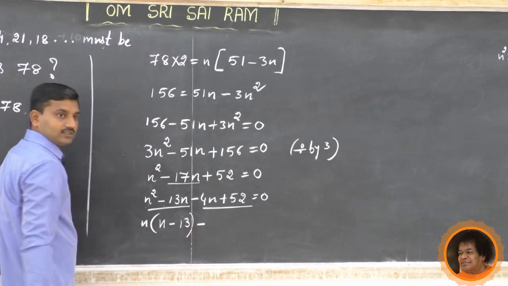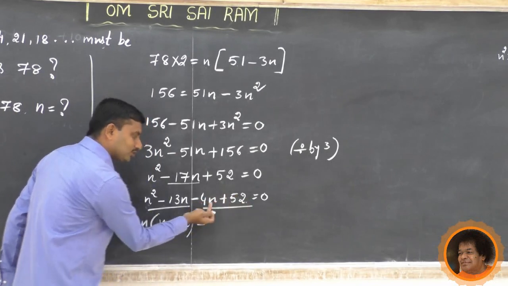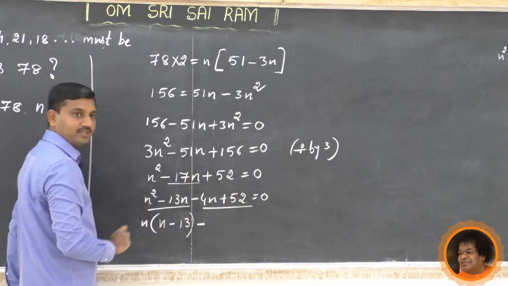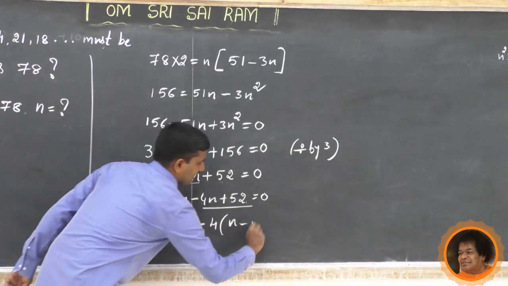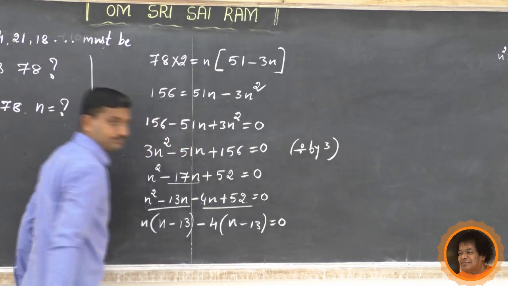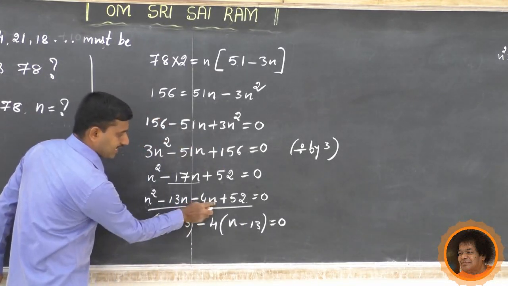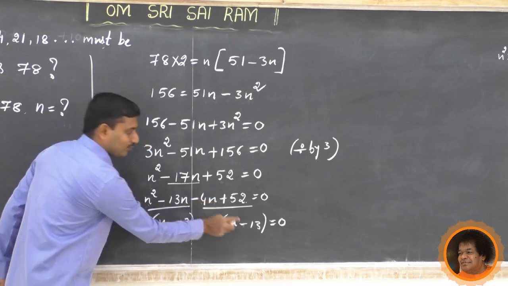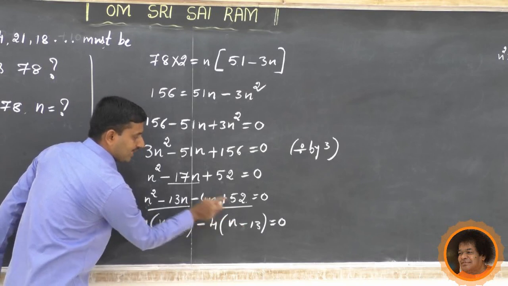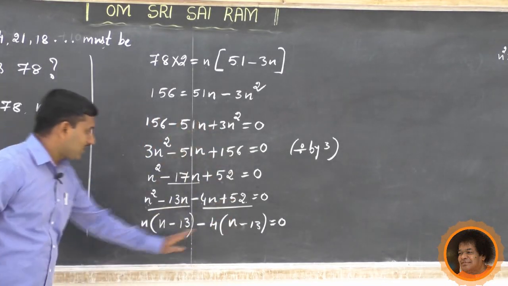So minus. Here, any common term? 4n and 52: 4 is the common term, so take it outside. 4 into n minus 13 equal to 0. Look at the sign: minus 4 into n, that is minus 4n. Minus into minus is plus, that's why the minus sign here. Minus into minus plus 4 into 13, that is 52. So these are the factors.